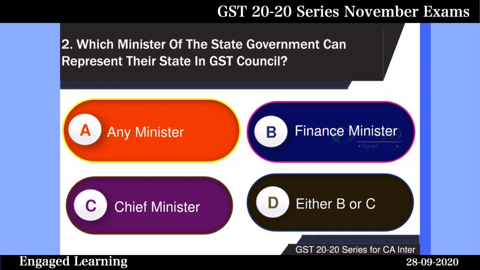Which minister of the state government can represent the state in the GST Council? Option A, any minister. Option B, finance minister. Option C, chief minister. Option D, either the finance minister or the chief minister.